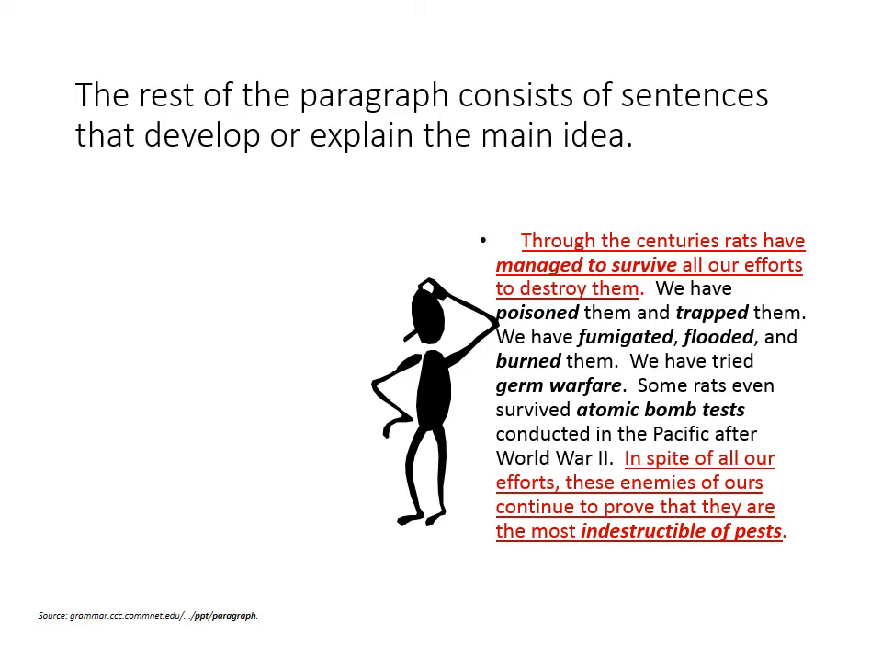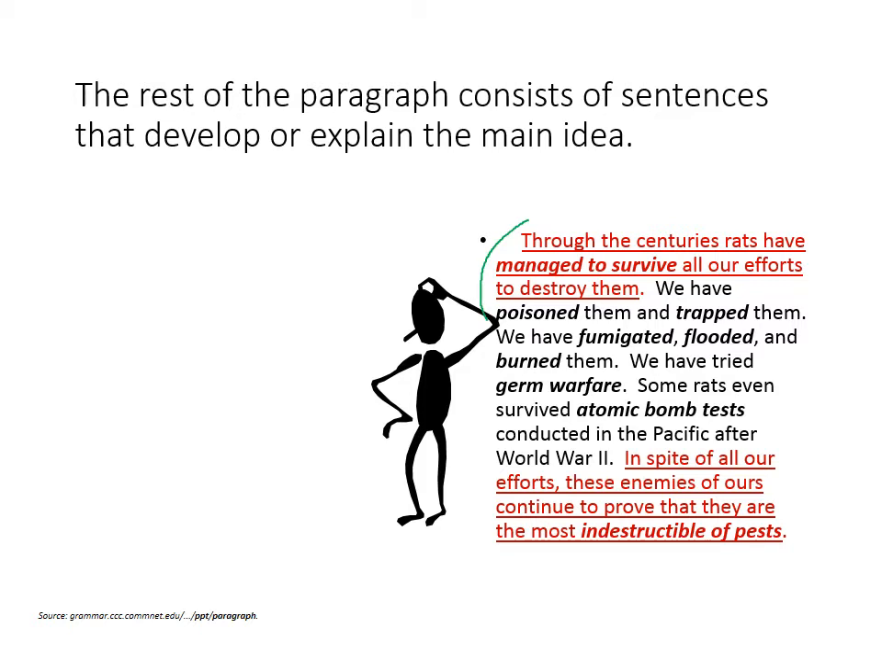This first part says, "Through the centuries, rats have managed to survive all of our efforts to destroy them." So we know from this topic sentence that this paragraph will be about our efforts to destroy rats. We have poisoned them and trapped them. We have fumigated, flooded, and burned them. We have tried germ warfare. Some rats even survived atomic bomb tests conducted in the Pacific after World War II. In spite of all our efforts, these enemies of ours continue to prove that they are the most indestructible of pests.